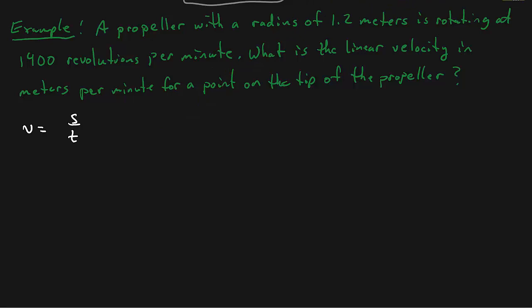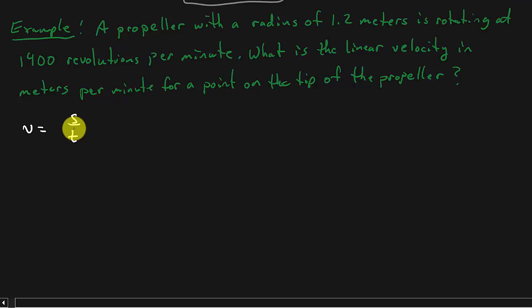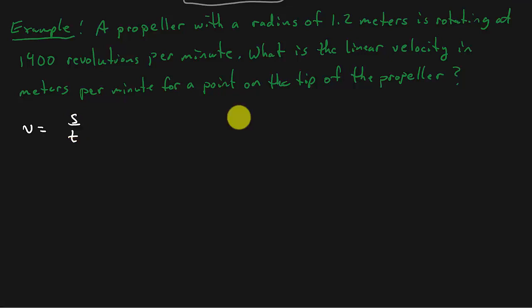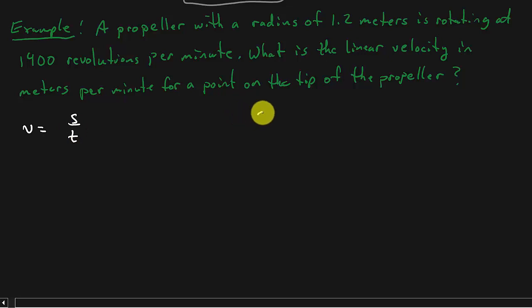So just find what you need here to plug in. Okay? All right. So first, let's find S. Okay? S is alpha times R. Okay? So let's look at this.